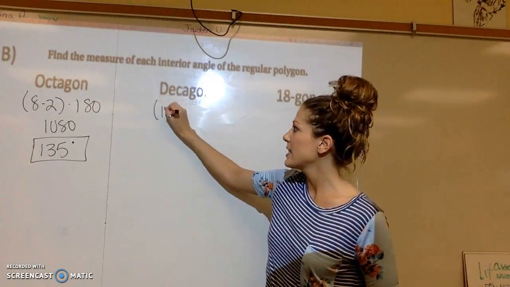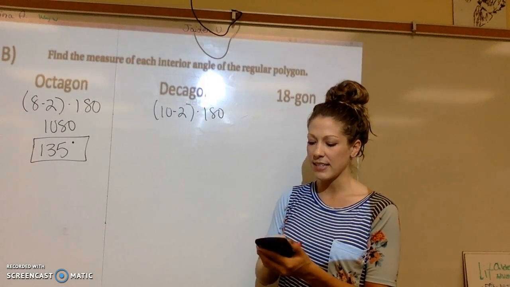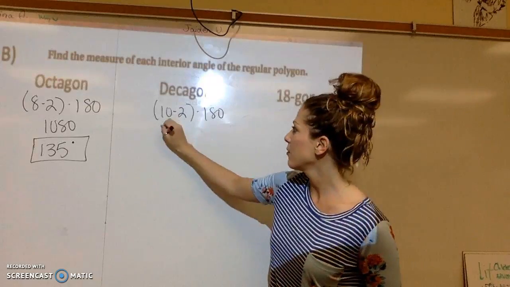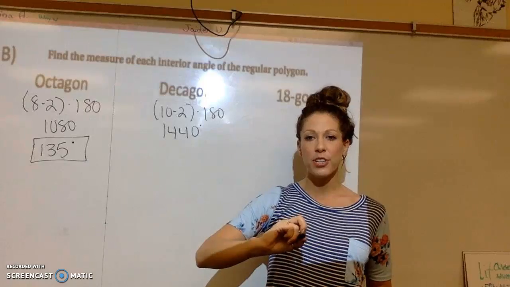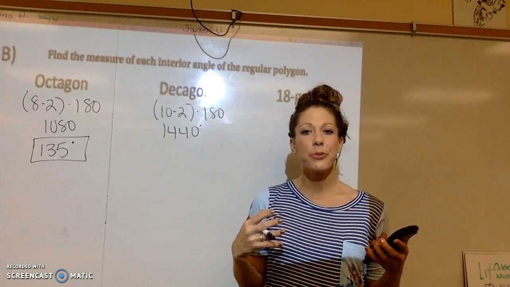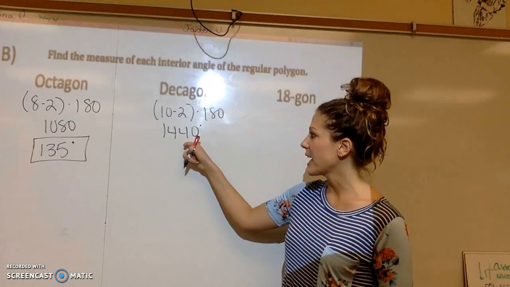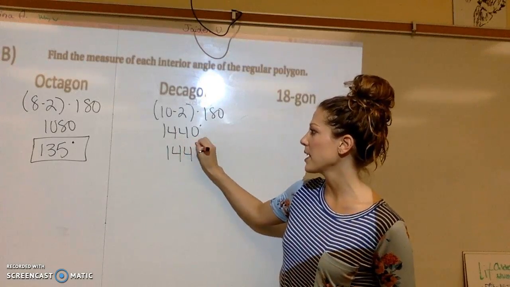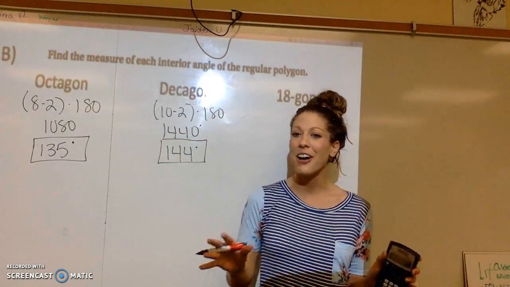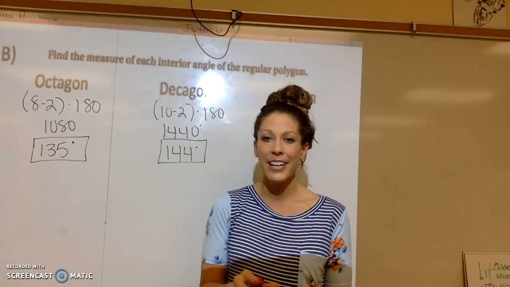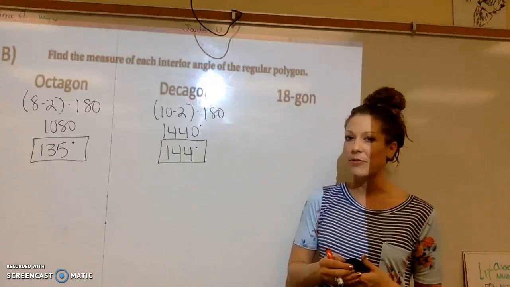All right, so decagon means 10 sides. Deca means 10. So we would take 10 minus 2 times 180. 10 minus 2 is 8 times 180 is 1440. So all the angles of a decagon add up to 1440 degrees. So if it's a regular decagon and all the angles are the same, we're just going to divide that by 10. Each angle must be 144 degrees if all of them are the same. Remember, not every time is it regular. A lot of times with decagons, all the angles are different, but if they're the same, each one is 144.